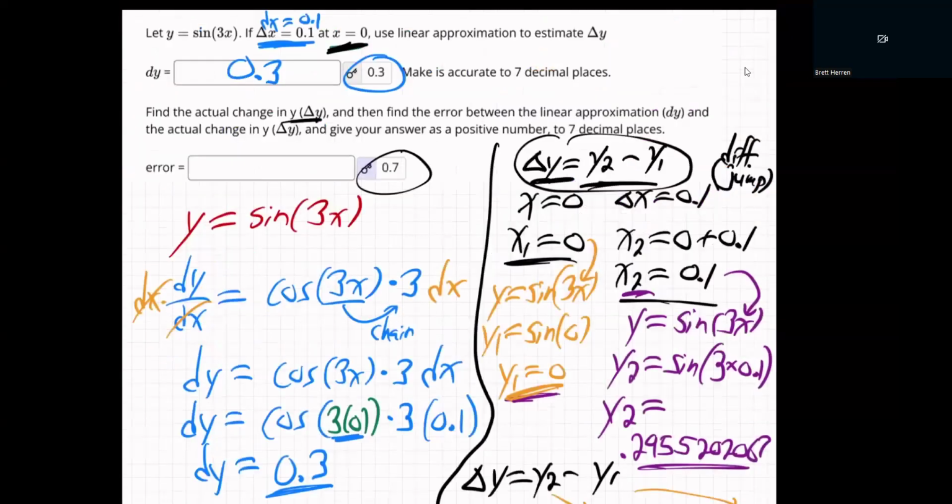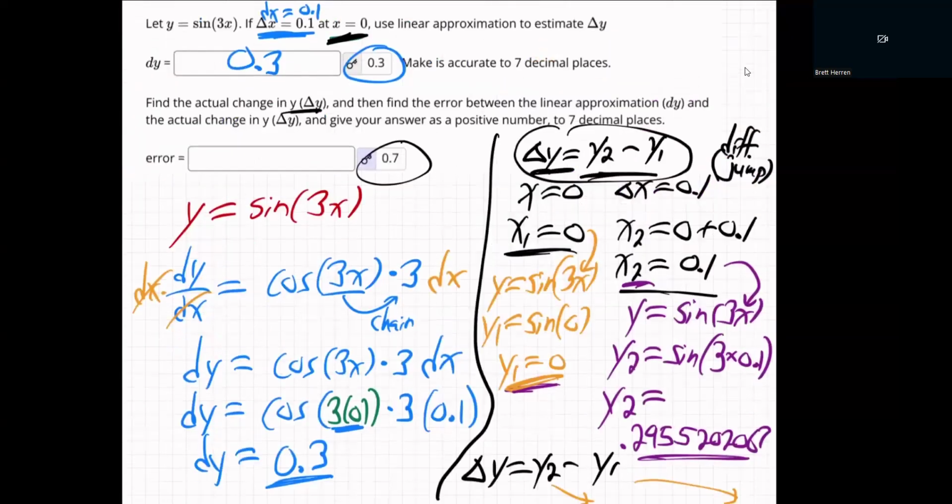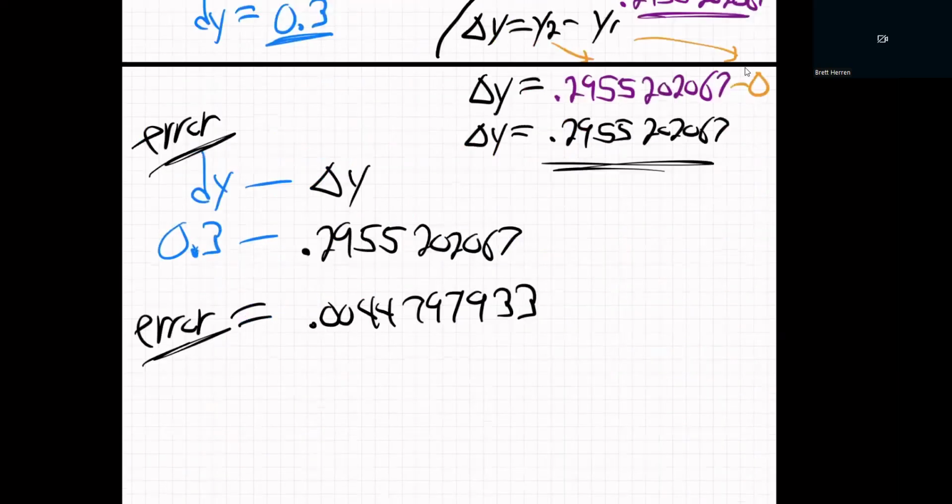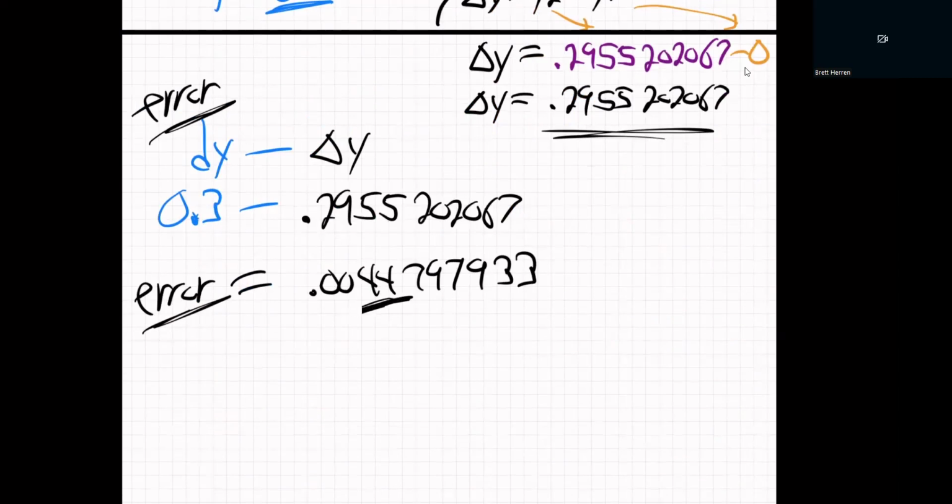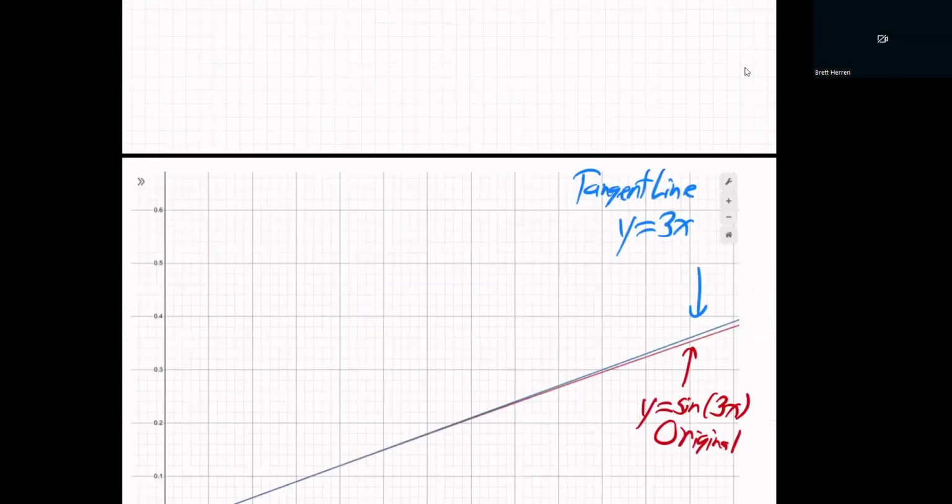Find the actual change and then find the error between the linear approximation dy and the actual change delta y. Give your answer. So there it is. That small answer. I don't know why they have a different answer there. I'm going to have to check on their thing. But there it is. What do we do graphically?